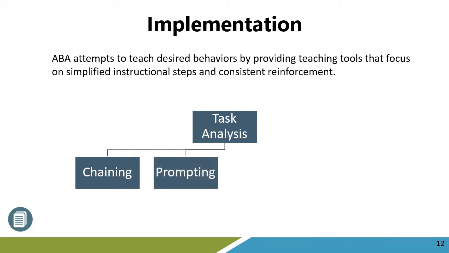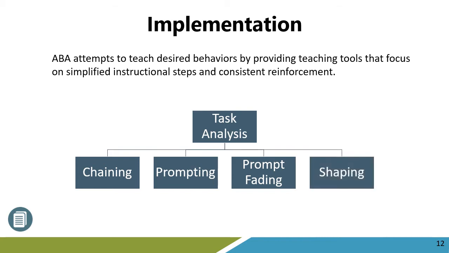Prompting. Prompting is where we give a cue or a hint to a student to help them in completing a task or behavior. Prompt fading is when we decrease prompts by gradually reducing the frequency or the strength of the prompt. And shaping.